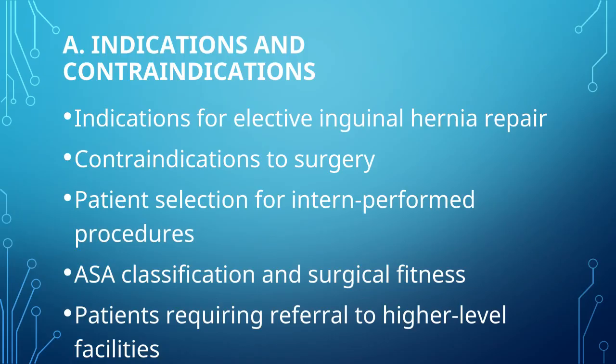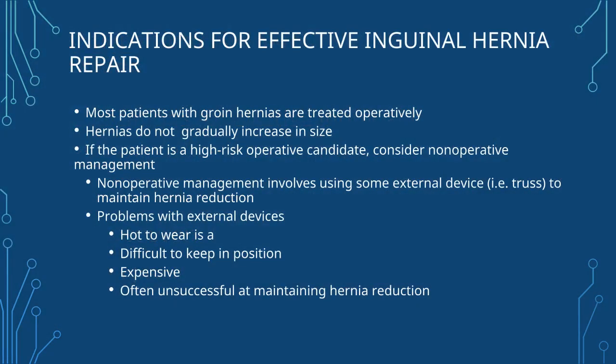doctors, ASA classification and surgical fitness which is relevant to this selection, and we will then emphasize which patients will require referral to higher-level facilities. Hernias don't go away on their own. They usually get bigger. Surgery is standard care, but for high-risk patients, you may suggest using a truss. However, these devices are often uncomfortable, cumbersome, and ineffective. The decision to perform surgery balances the natural history of the hernia against the risks of the operation itself.